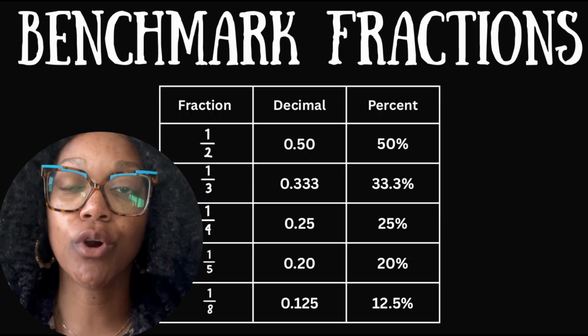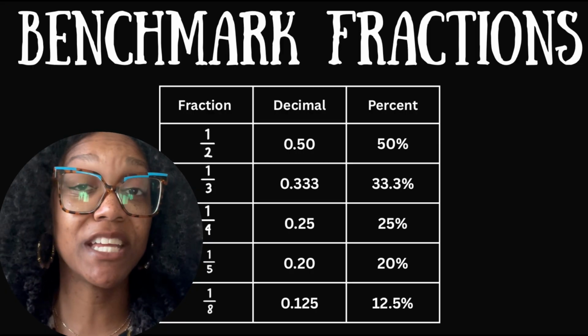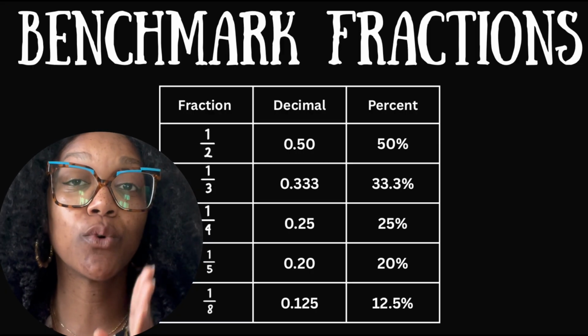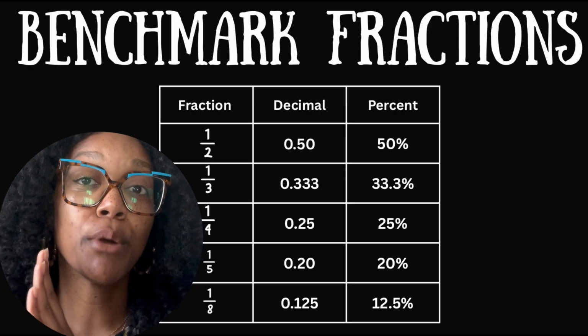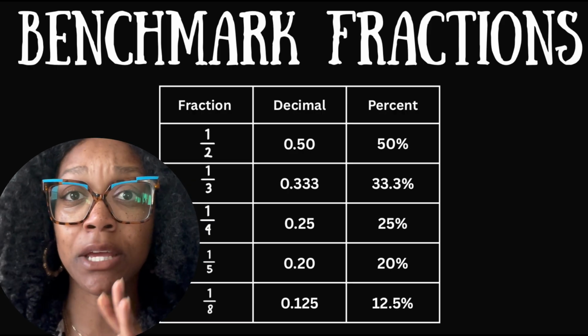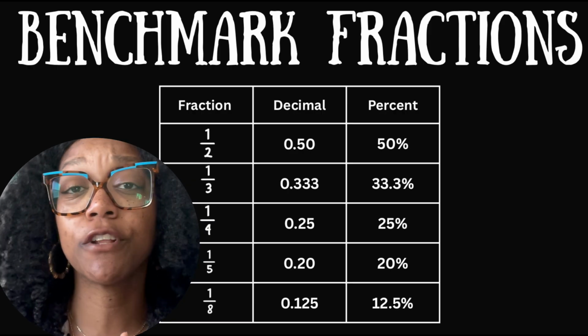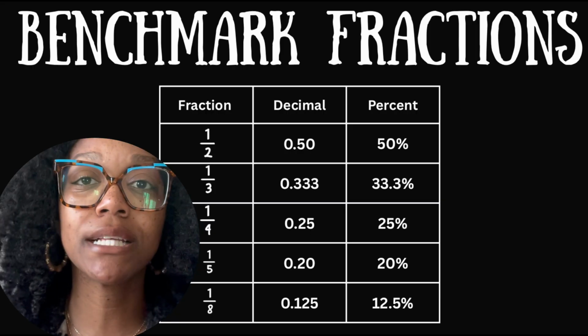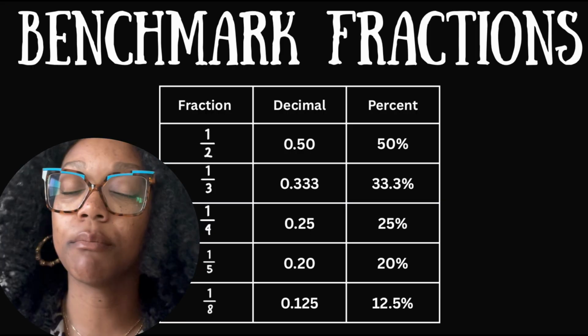Today, we're going to focus on benchmark fractions. It makes math 100 times easier if the students can memorize just the first benchmark fraction of each one. So 1/2, 1/3, 1/4, 1/5, 1/8. They just know those with their equivalent decimal and their equivalent percent. Most of these that they will see in 6th grade, it'll be easy for them to figure out. They don't have to memorize them, but if they can, it's going to make it a lot easier.